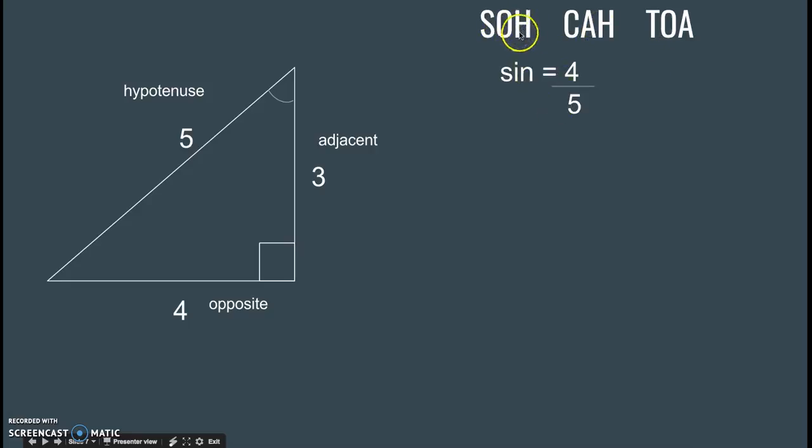So sin is going to be 4 over 5, as it is opposite, which has a measure of 4, over hypotenuse, which has a measure of 5, 4 over 5. Cosine is going to be 3 over 5, because cosine is adjacent over hypotenuse, 3 over 5. Now it's time for tan. Tan will be 4 over 3, because it's opposite over adjacent, and opposite has a measure of 4 in this triangle, and adjacent has a measure of 3 in this triangle.